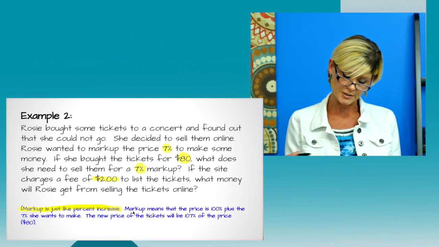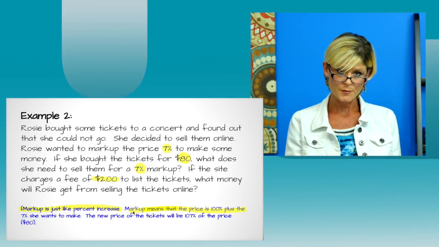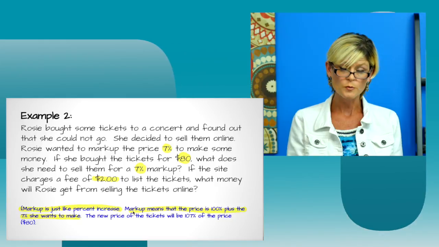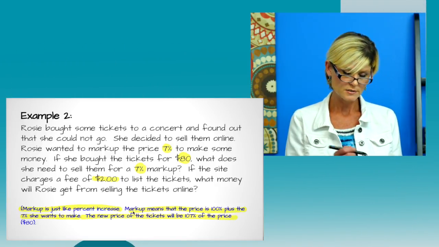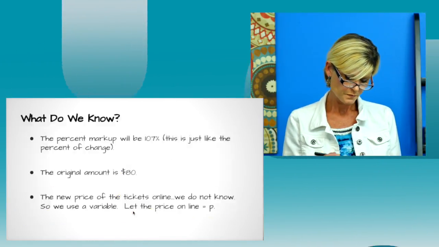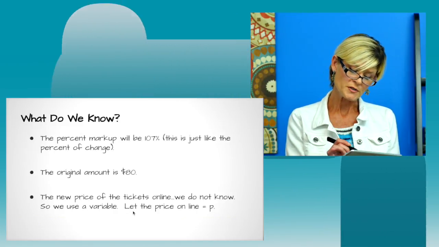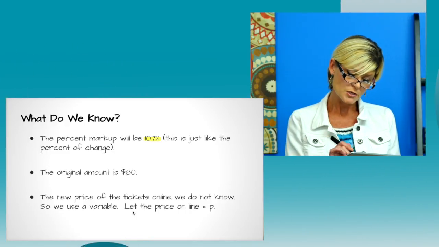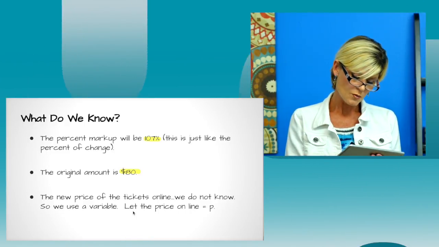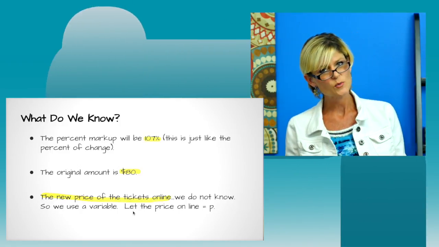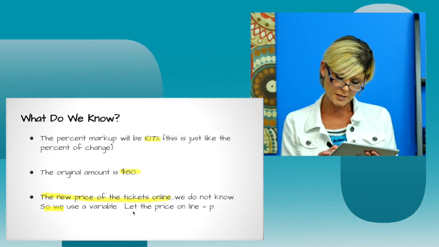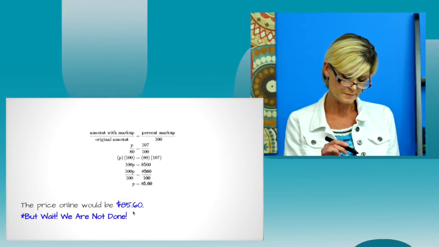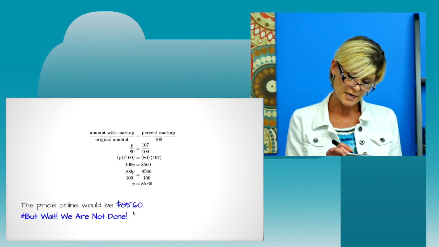Markup is just like percent increase. Markup means that the price is 100% plus the 7% she wants to make. The new price of the tickets will be 107% of the price, which is $80. So let's think about what we know. We know that the percent markup will be 107%. It's just like the percent of change. The original amount is $80. And what is the new price of the tickets online? Well, that we don't know. So we're going to use a variable, and we're going to let P represent the price online, or the online price.